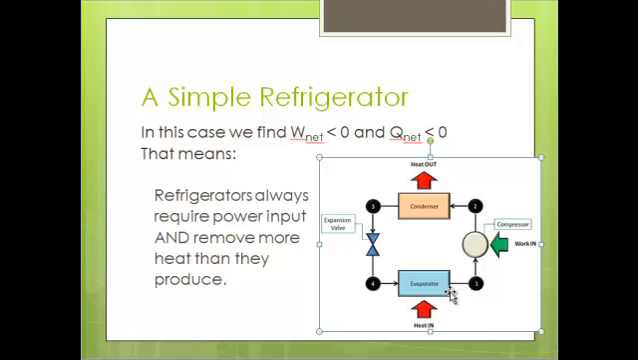Now, these are all the sorts of devices that we learned how to analyze in the previous chapter. So there's nothing surprising about this, but I'm going to require work in the compressor. Expansion valves do no work or heat transfer, and then I'm going to take heat into the system in the evaporator and send it out in the condenser, but the net heat transfer is going to be out.